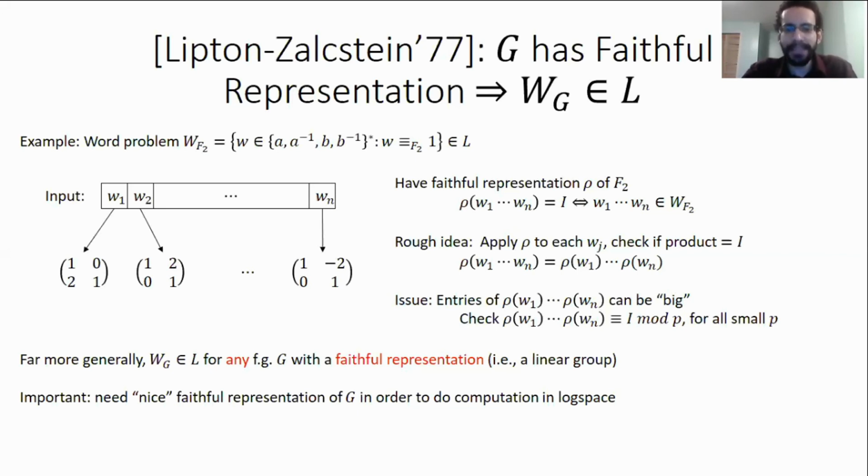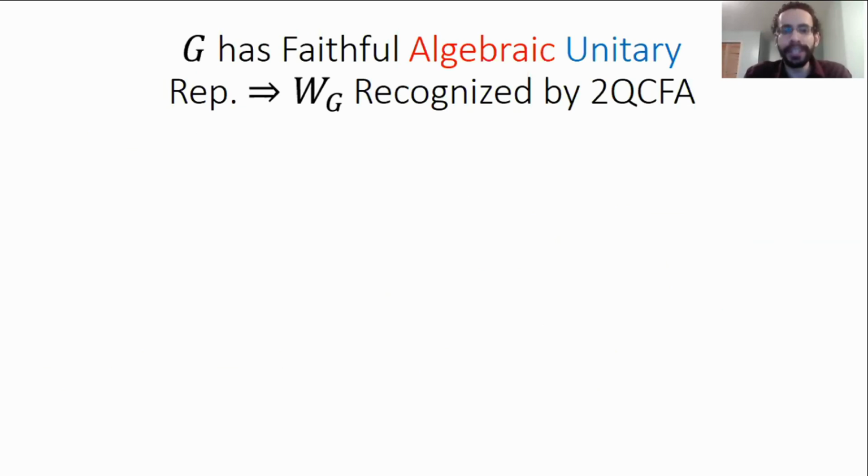Now, I emphasize this point because our 2QCFA algorithm for the word problem operates in a manner that's very similar to the Lipton-Zalcstein algorithm. However, the constraints of quantum computation will force us to modify what we mean by a nice, faithful representation of a group. In particular, we show that if a group G has a faithful algebraic unitary representation, then the word problem of G can be recognized by a 2QCFA.